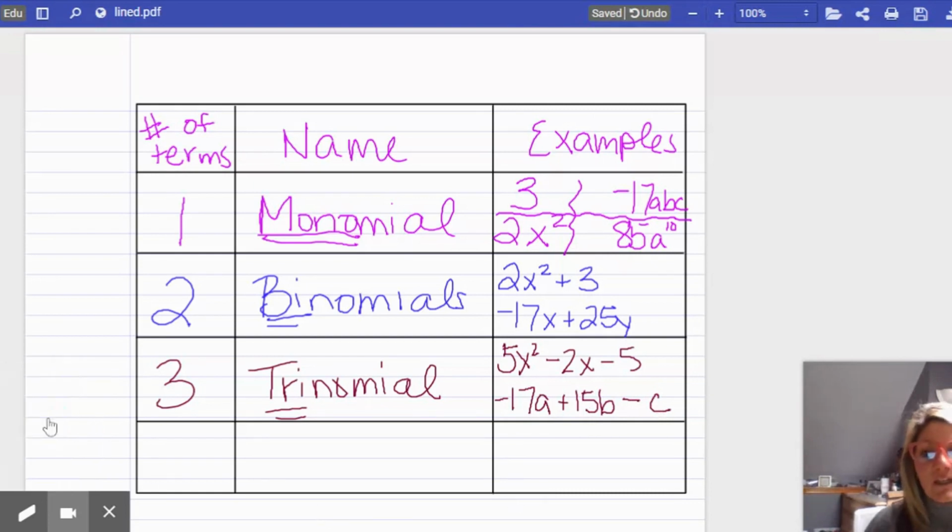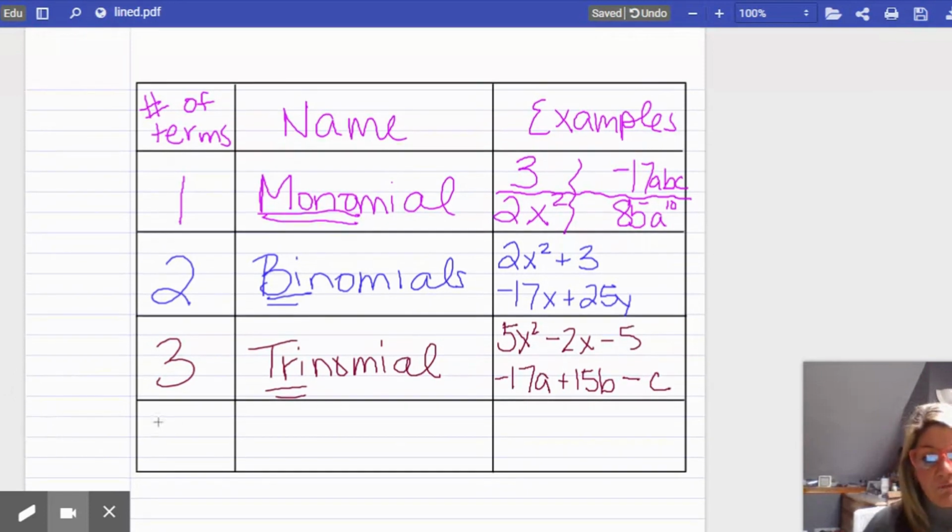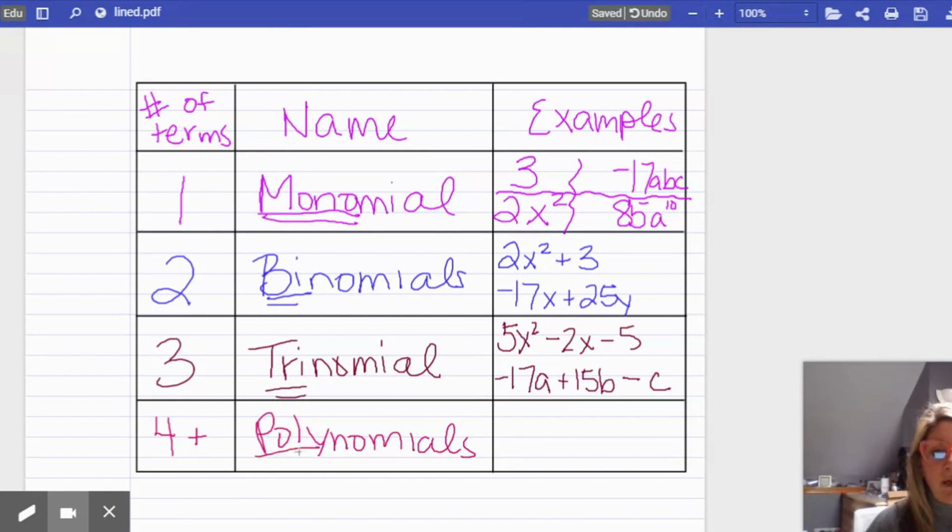And then lastly, if a polynomial has 4 or more terms, we just call it a polynomial. It's just the basic way to say anything that has 4 or more. Poly means many. A binomial and a trinomial are technically polynomials because they have more than one term, and a monomial is just a monomial. However, if we have two terms, we have a very specific name, a binomial. If we have three terms, a trinomial. If we have 4 or more terms, we just call those polynomials.